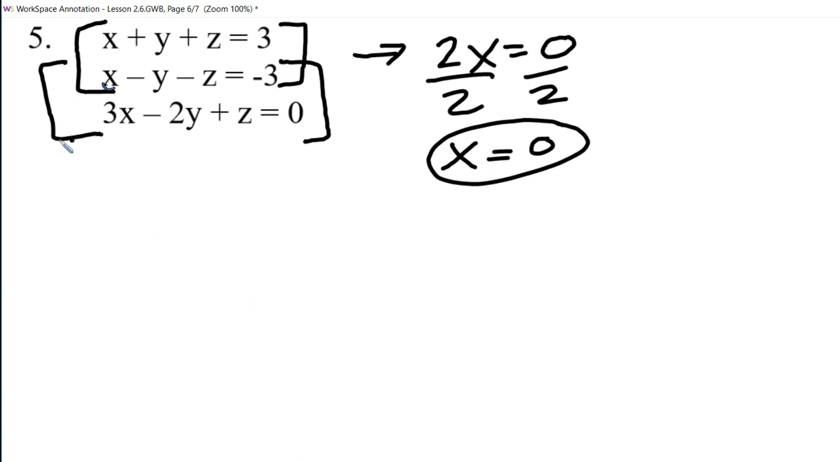And I'll do that down here. So if I combine the bottom two, what's 1x plus 3x? 4x. If I combine the y's, negative y and negative 2y gives me negative 3y. And negative z plus positive z cancels out, right? And here, what's negative 3 plus 0? Negative 3. Now, do you have any ideas?